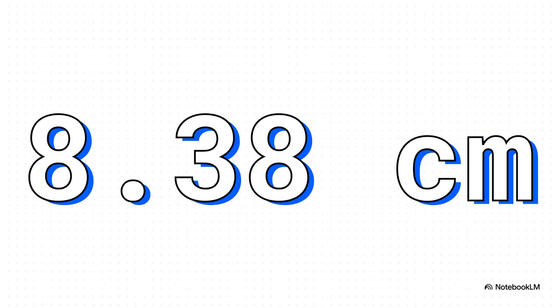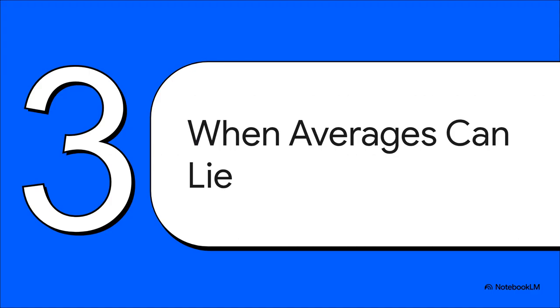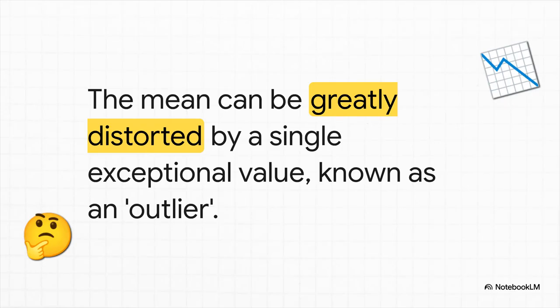Or is it? Because this is where our story takes a little bit of a turn. As useful as the mean is, sometimes it can be really, really misleading. See, here's the mean's fatal flaw. It's incredibly sensitive to extreme values. Just one number that's way out of line, what we call an outlier, can literally grab the average and pull it in its direction, giving us a totally warped picture of what's typical.